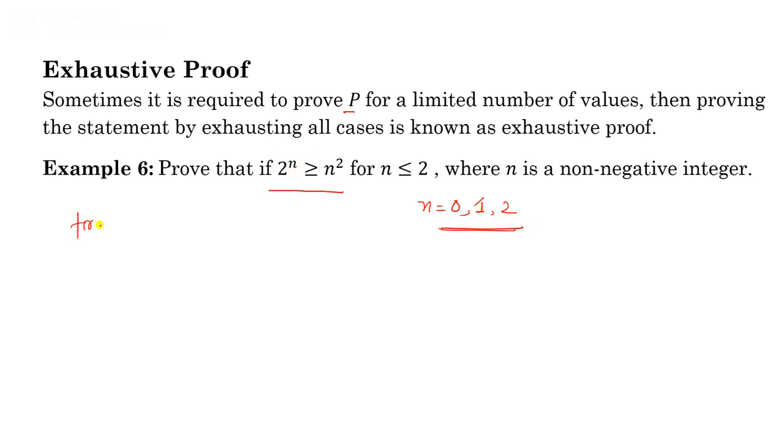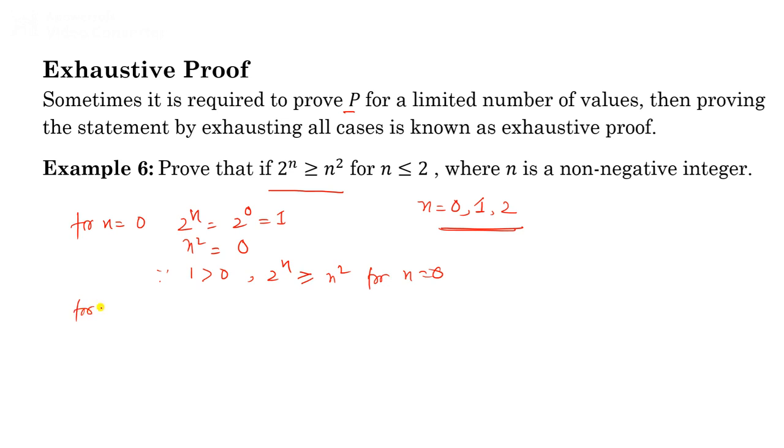Now for n equal to 0. 2 raised to power n equal to 2 raised to power 0, this equals 1. N square equal to 0. So you can write 2 raised to power n, 1, is greater than 0. Since 1 is greater than 0, so you can write 2 raised to power n is greater than or equal to n square for n equal to 0.